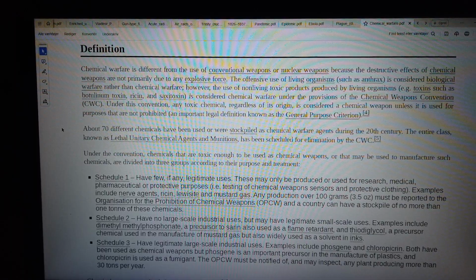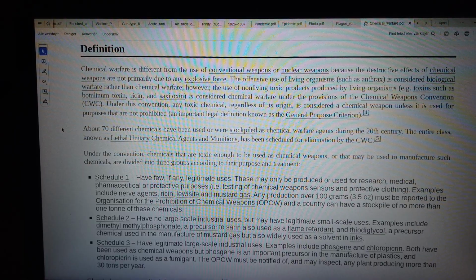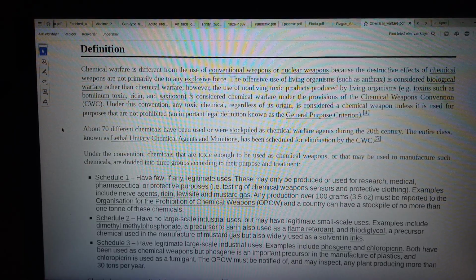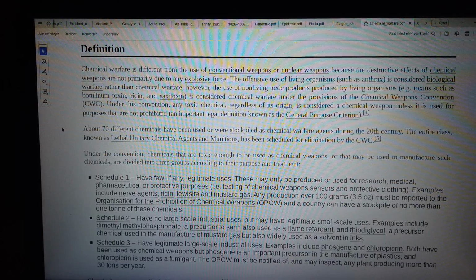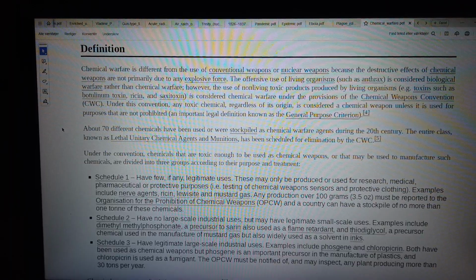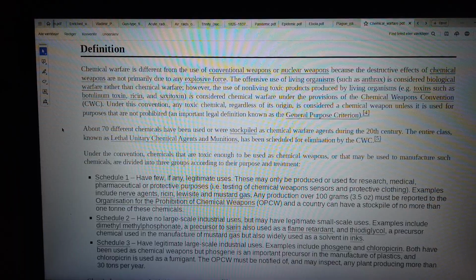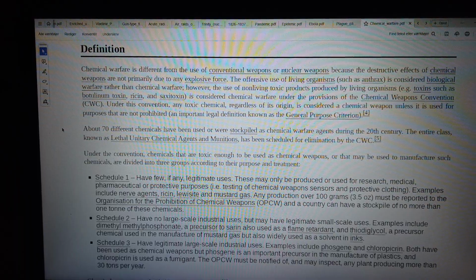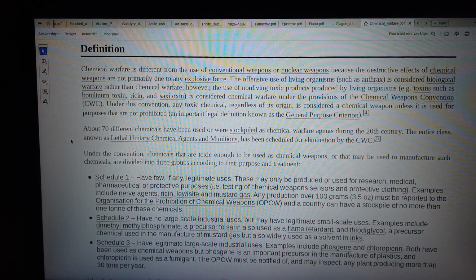However, the use of non-living toxic products produced by living organisms, for example toxins such as botulinum toxin, ricin, and saxitoxin, is considered chemical warfare under the provisions of the Chemical Weapons Convention, CWC. Under this convention, any toxic chemical, regardless of its origin, is considered a chemical weapon unless it is used for purposes that are not prohibited, an important legal definition known as the General Purpose Criterion.